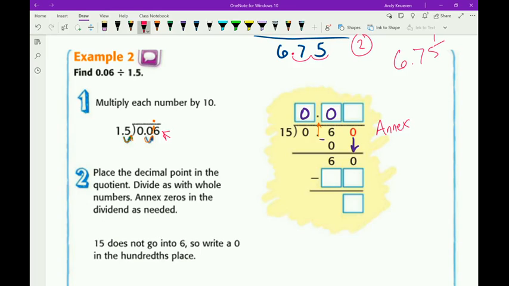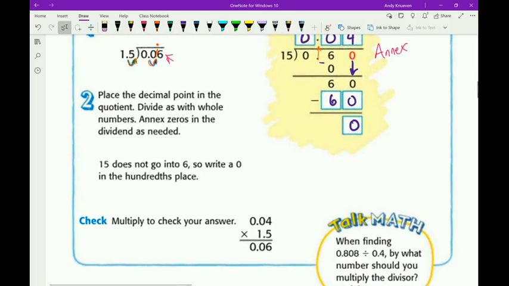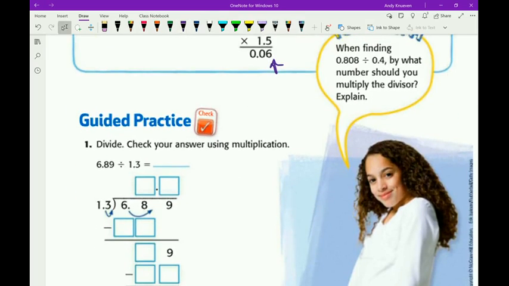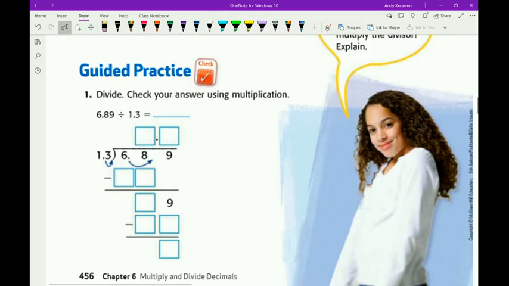15 goes into 60 now. 4 times. 4 times 15 is 60. I subtract, we get 0. All right. So we could check our work, say 4/100ths times 1.5, and we get back to the original 6/100ths. All right, so let's do another one here.